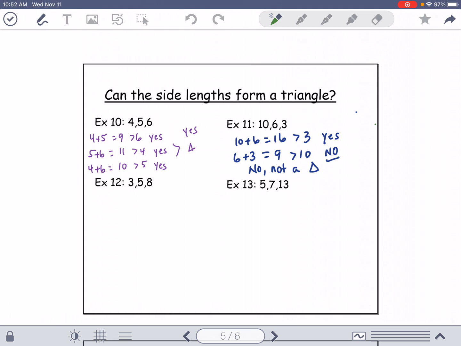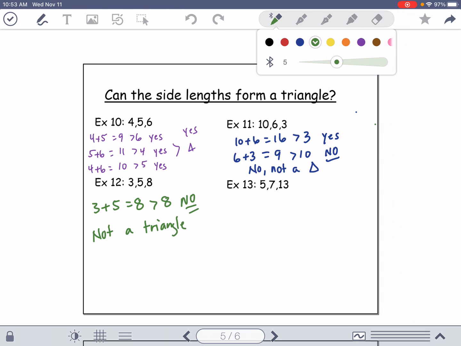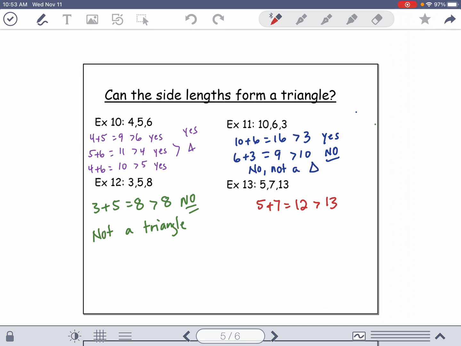All right, next example. 3 plus 5 equals 8. Is 8 greater than 8? No. So this is not a triangle. And last example, let's do in red. 5 plus 7 is 12. Is 12 greater than 13? No. So not a triangle. So that's how it works.